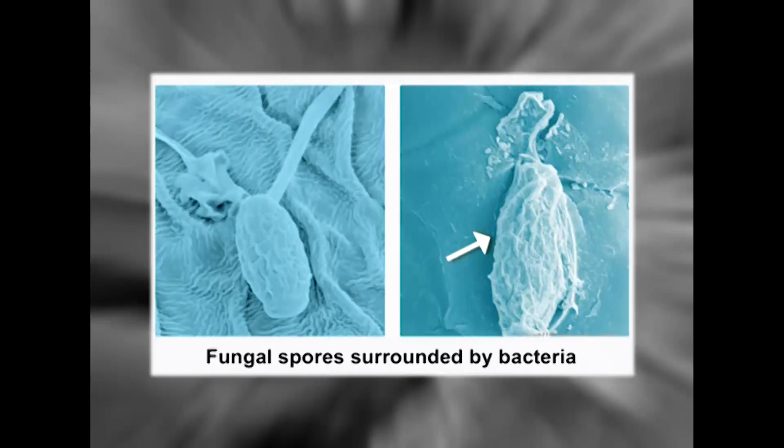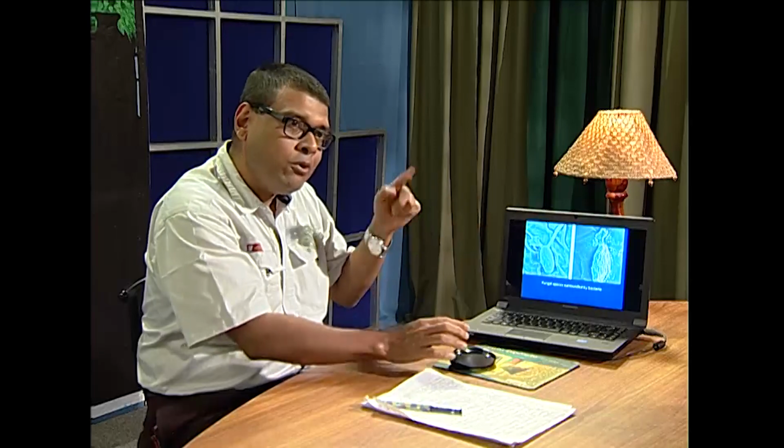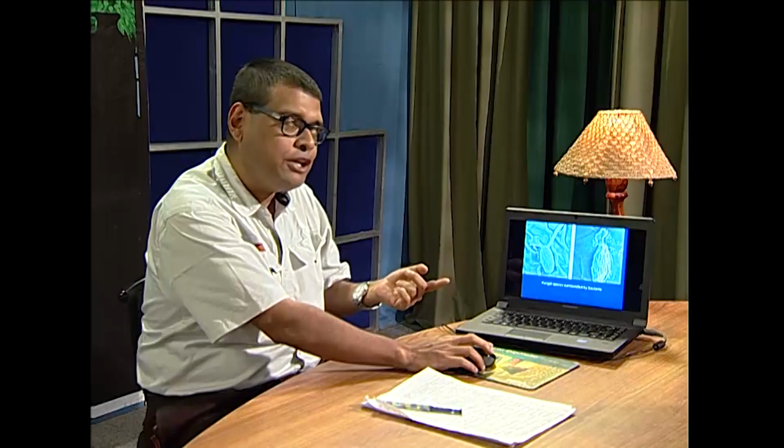Say for example, this is a fungal spore which is surrounded by this bacteria, and ultimately this bacterial population will prevent the fungal spore from germinating and thereby protect the plant from fungal infection. So it is also a unique case where the plant is being protected.